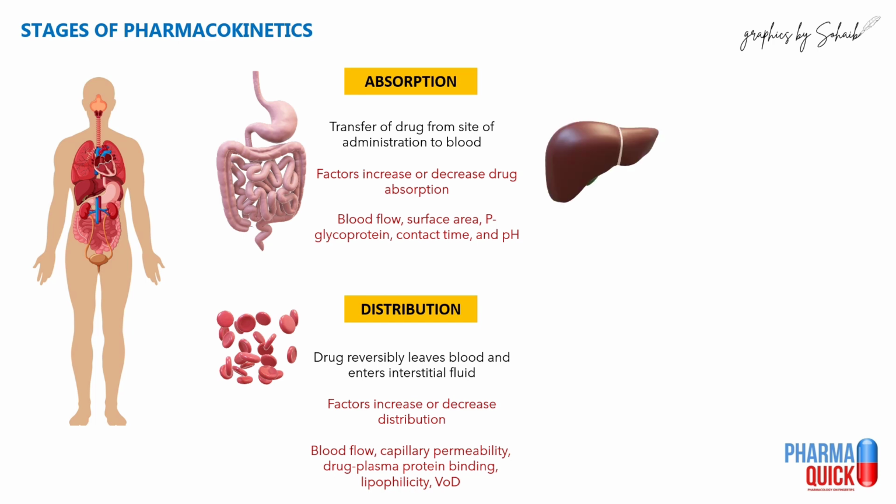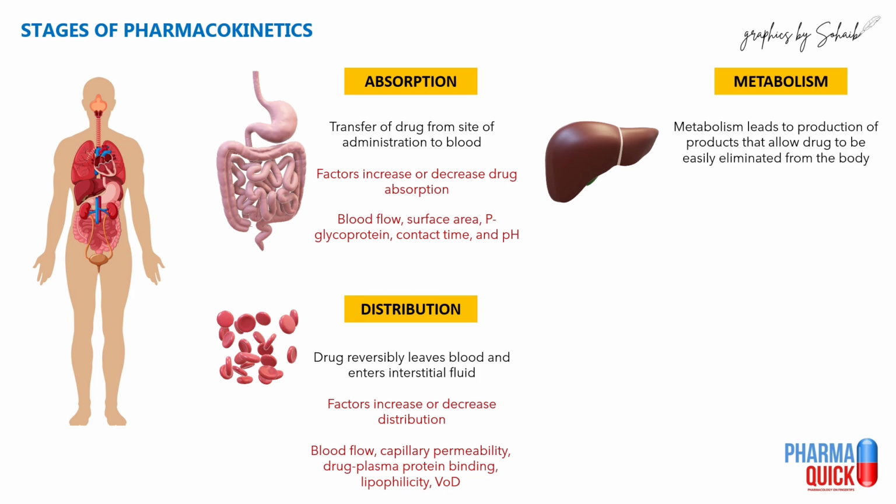The third stage of pharmacokinetics is drug metabolism. It is a very important stage of pharmacokinetics because the drug is prepared and modified so that it could easily be eliminated from the body. And drug metabolism leads to the production of products that allow drugs to be easily eliminated from the body. Drug is metabolized via phase 1 and phase 2 reactions, and in order to make these reactions possible, there is a family of enzymes called the cytochrome P450 system that metabolizes all these drugs.